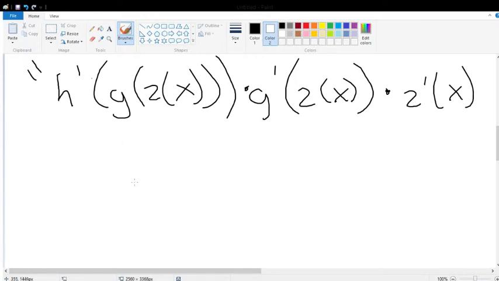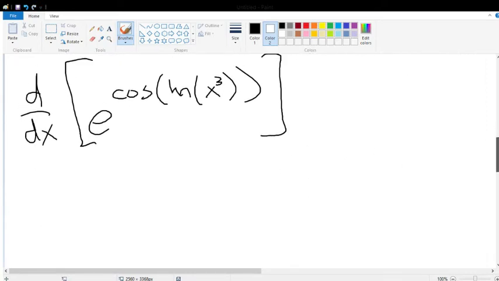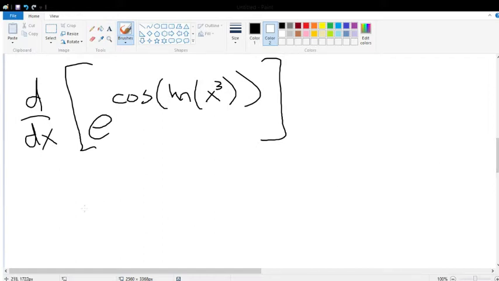And some onions might have more layers than others. So let's do an example, a really easy one: e to the cosine of the natural log of x cubed. Let's take the derivative of this. It's some ridiculous looking function, right? I don't know how you would even graph it, but the great thing about derivatives is that you can take the derivative of any function as long as it's continuous. And since these are all continuous functions, this is a continuous function.